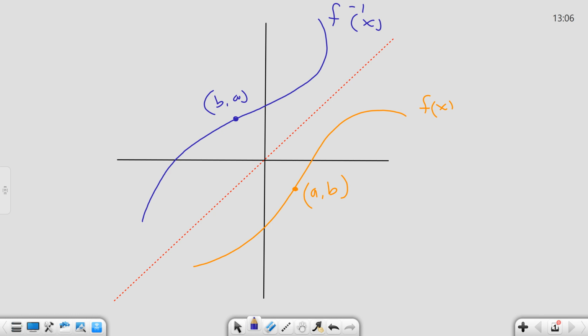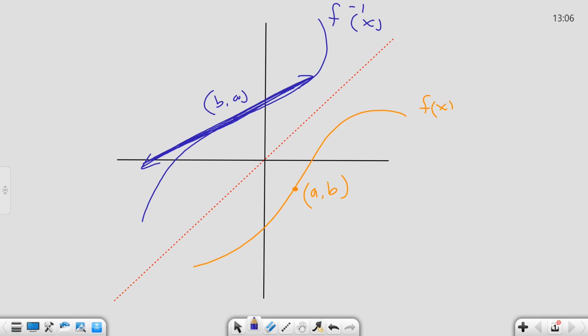So the problem would say something like, what is the derivative of the inverse at the point, let's say, B? In other words, what's the slope of that tangent line at B? That's what the question is asking. I'm just going to make it fatter so it looks better.